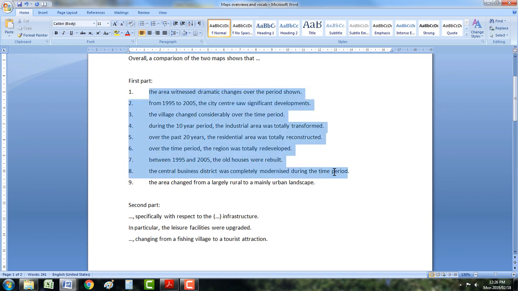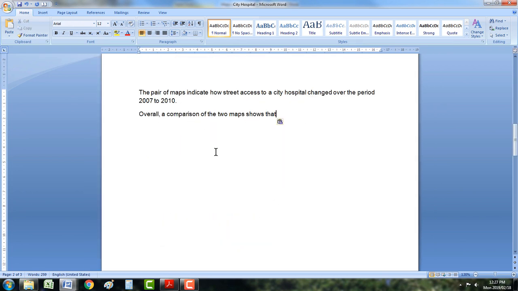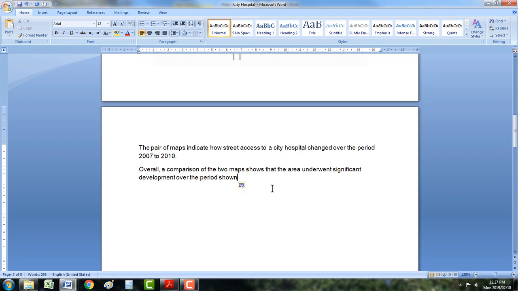I believe this is enough to get you a band 6 overview, because often there's not much that you can say. And then if you can think of something extra to say, that'll push you up into a band 7 sort of overview. So I'm just going to say something like, overall a comparison of the two maps shows that. So you're going to have that memorized, and you're not going to make any grammar mistakes there. Remember that's very important. And now we have subject verb after the that.